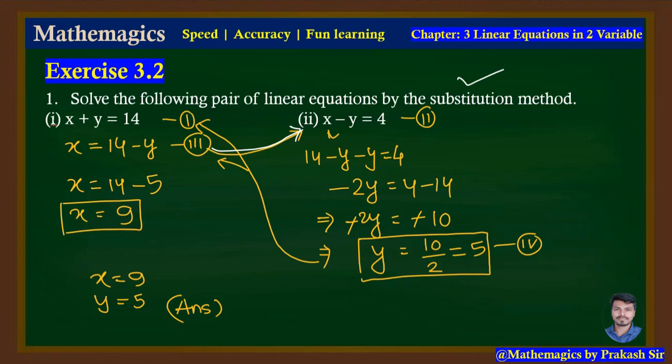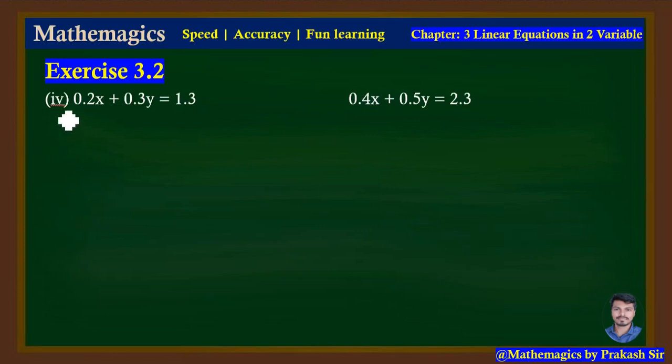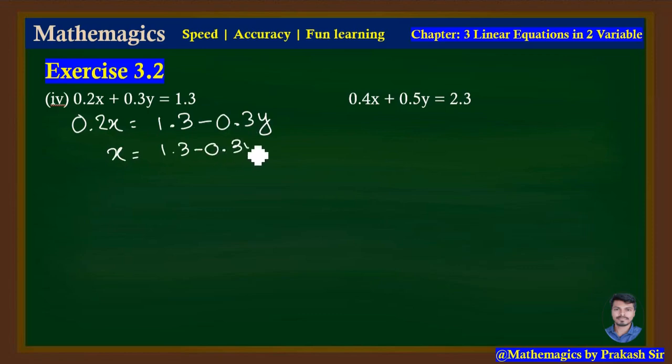Let us take one more example for your 100% understanding. We are taking another example, that is the fourth. The first question we have already done, and the second and third are completely alike. The fourth question is decimal based, so that's why I'm taking it. Here, dear friends, we are going to calculate 0.2x is equal to 1.3 minus 0.3y, and here x is equal to 1.3 minus 0.3y whole divided by 0.2.